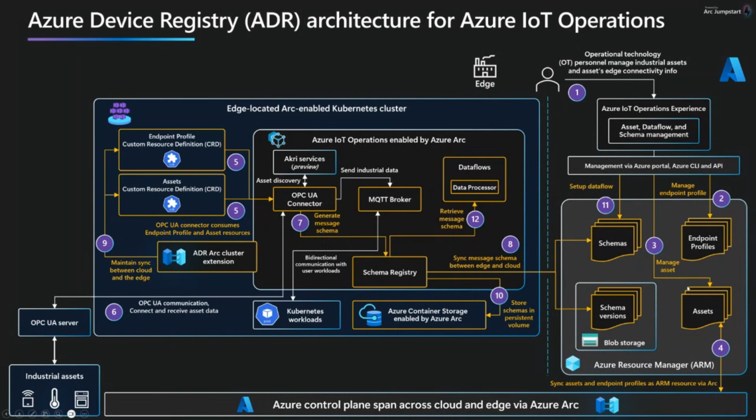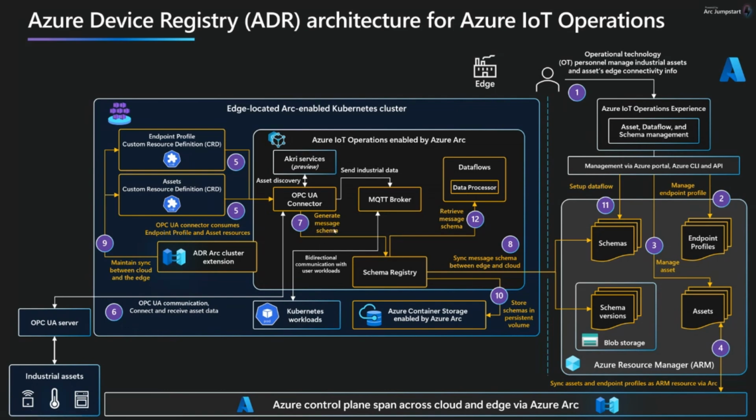And both of these are synced as Arc-enabled resources down through the Arc control plane over to the edge. Then at the edge, you've got your connector that picks up that asset and endpoint profile. It will connect to that piece of industrial equipment, which is step number 6. It starts to receive that data. And at that point in time, that message schema is generated at the edge. So this is that decoder ring for the messages.